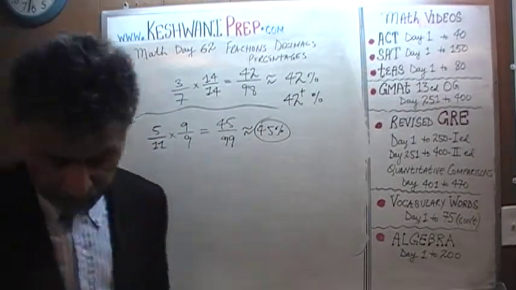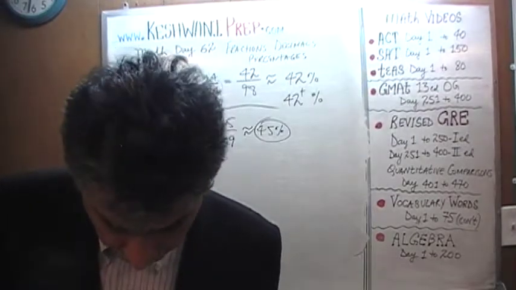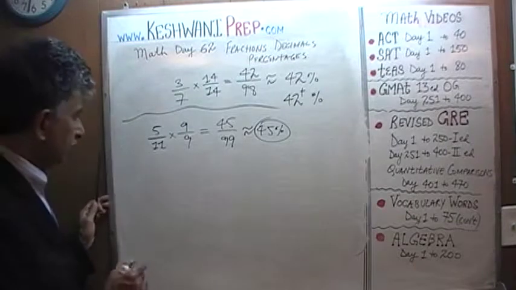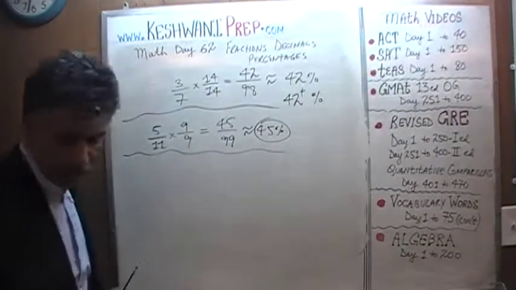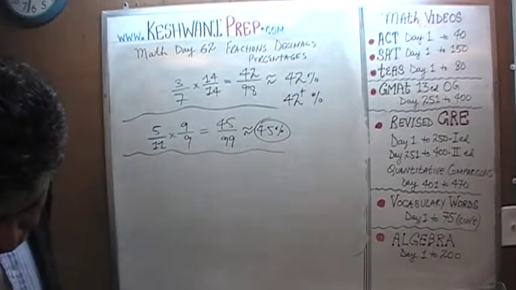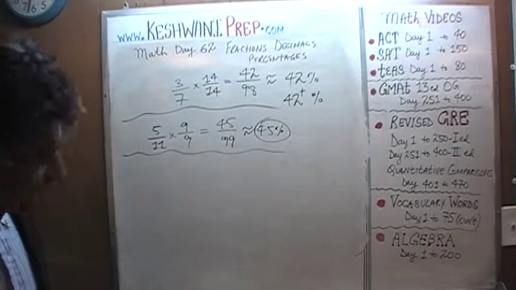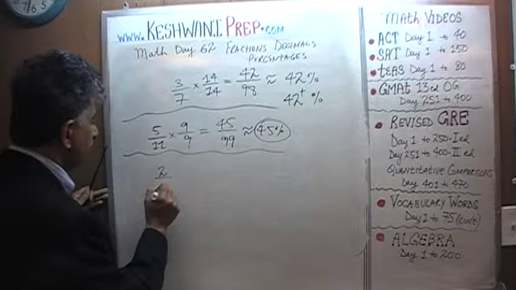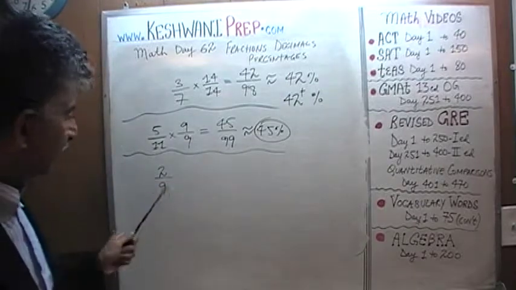A little over 45% because we're not dividing by 100, we're dividing by 99. Let's do one more. How about the next one? Is also very simple, very straightforward. And the next one is actually the exact same thing as this one, or very close to it. How about 2/9?